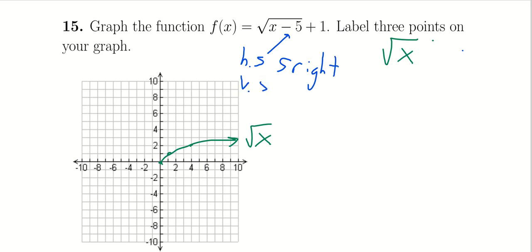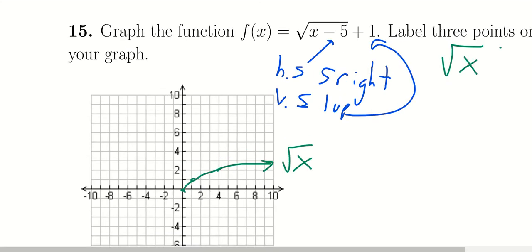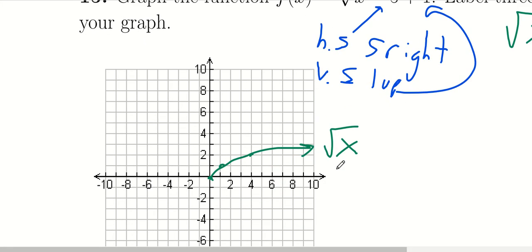And we also have an addition of 1 on the outside. That's going to be a vertical shift 1 unit up. So all we need to do is take every point, move it 5 to the right and also up 1. So if I take the point that was at 0, 0, I'm going to move it 5 to the right. So I'm coming over 1, 2, 3, 4, 5, and then up 1.